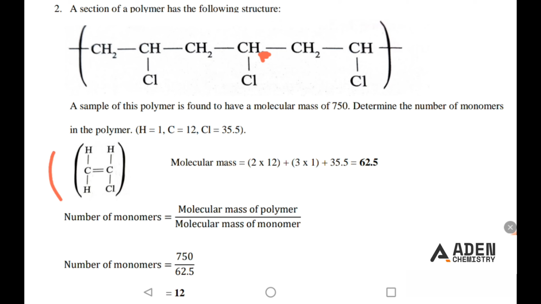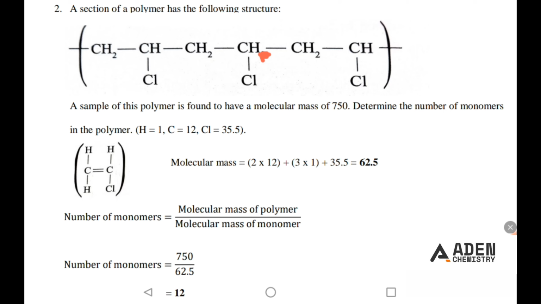If we have identified and drawn the structure of the monomer, we are supposed to get the molecular mass of the monomer. For us to do that, we first have to know how many carbons we have. We have two carbons, so we say 2 times 12, because 12 is the relative atomic mass of carbon. Then how many hydrogens do we have? 1, 2, 3. So we have 3 times 1, because 1 is the relative atomic mass of hydrogen. Then how many chlorine do we have? We have 1 chlorine, so 1 times 35.5, which is still 35.5. When I put all this in the calculator, I get 62.5.